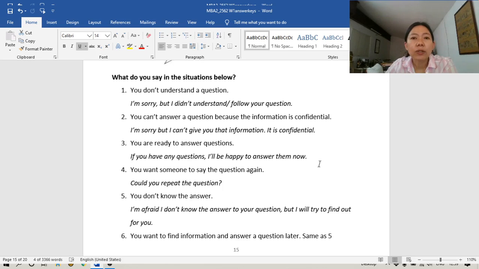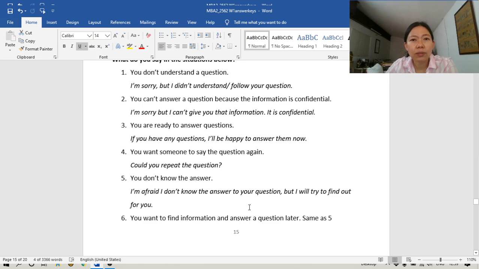This answer could also be used in the next situation. You want to find information and answer a question later. That means you might not know the answer, but you offer to find out the information for the person who asked you. So you can say, I'm afraid I don't know the answer to your question, but I will try to find out for you. And then you can ask for the contact details of that person. And when you have an answer, you can contact them and give the answer.